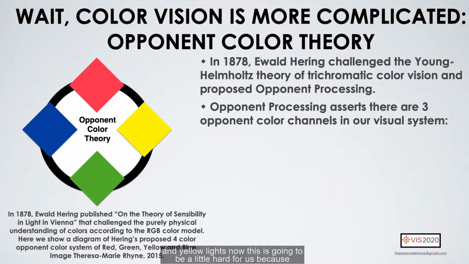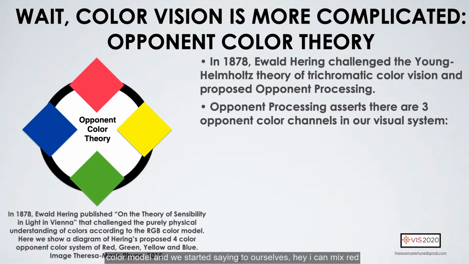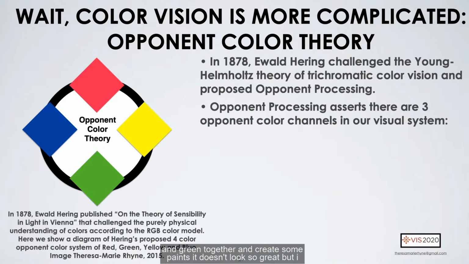Now, this is going to be a little hard for us because we basically remember the red, yellow, blue color model, and we start saying to ourselves, hey, I can mix red and green together and create some paints. It doesn't look so great, but I can do that. And I definitely know that if I mix blue and yellow together, I'm going to get green. That's in the RYB color model. What I'm talking about is the red, green, and blue color model of lights.